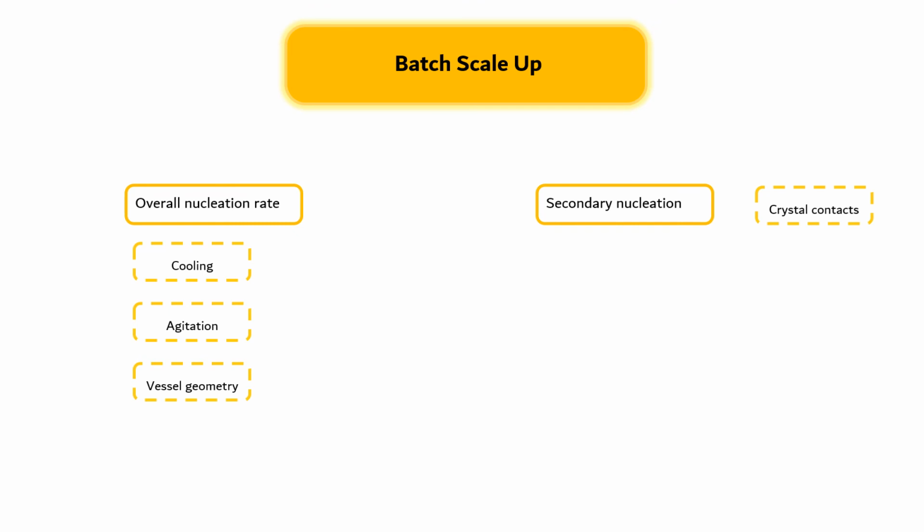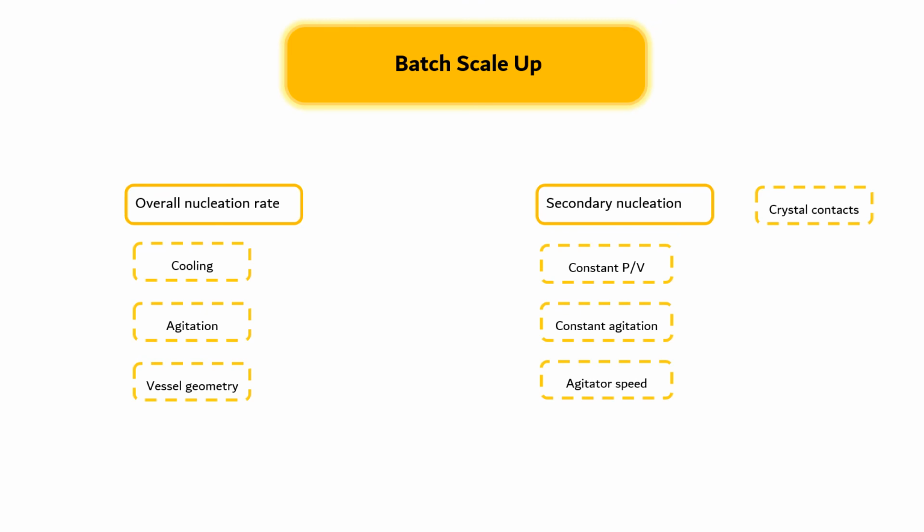Scale-up when secondary nucleation is important depends on constant power per volume, constant agitation, constant agitator tip speed, and even the minimum agitator speed to sustain suspension.